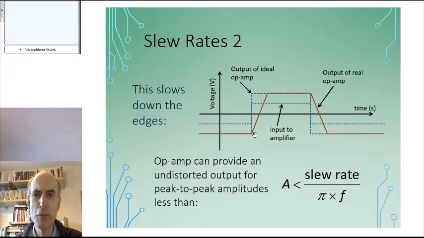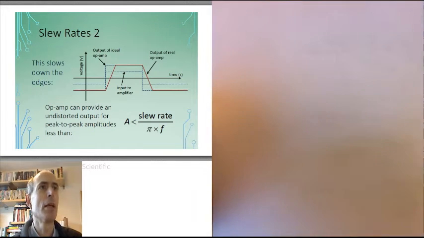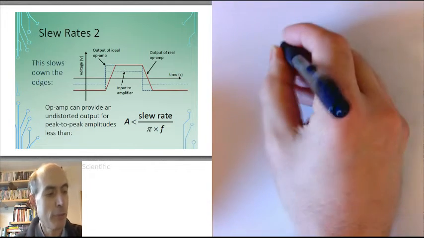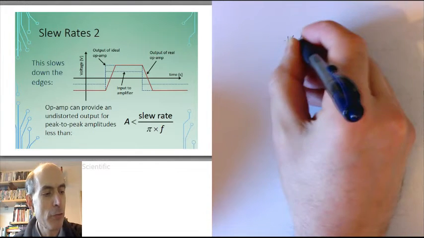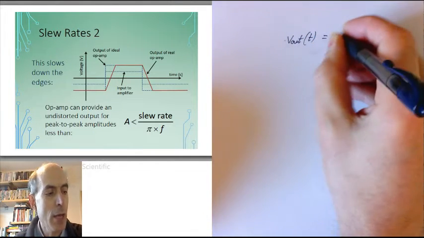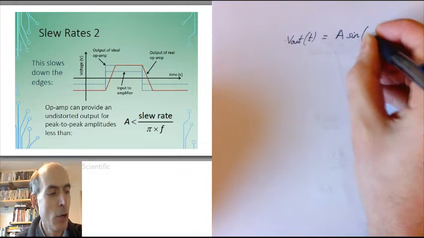There's a common and interesting calculation that can be done with slew rates, and that is to work out the maximum frequency at which a sine wave can be output by the op-amp in an undistorted form. And the calculation goes like this. Supposing I had a voltage that I wanted to get out of my op-amp, V out, a function of time, which was A times sine of omega t.